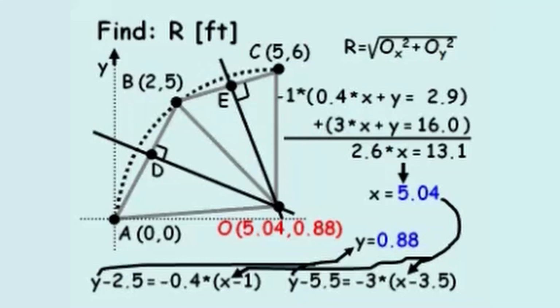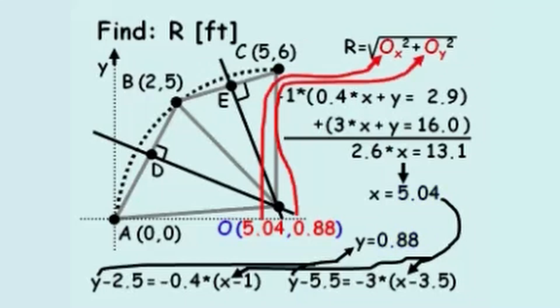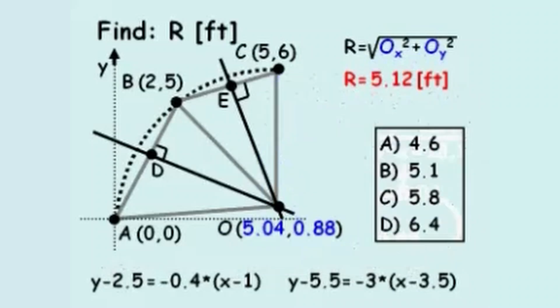Plugging these values into our equation for the radius, the radius of the curve equals 5.12 feet. When reviewing the possible solutions, the answer is B.